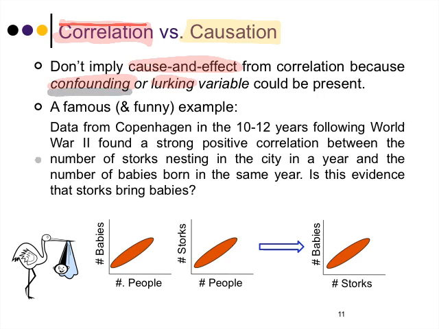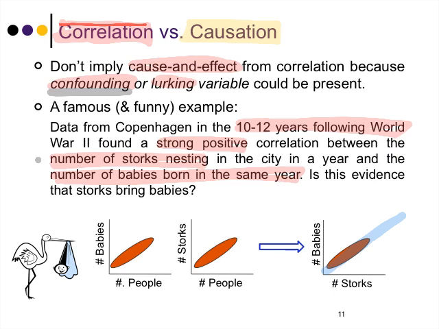So here's a really nice example. It's that we've got data from Copenhagen in the 10 to 12 years following World War II. And they noticed something very interesting. They noticed there was a strong positive correlation between the number of storks nesting in the city and the number of babies born in that same year. Right? So what they did was that they got a scatter plot that looked something like this.